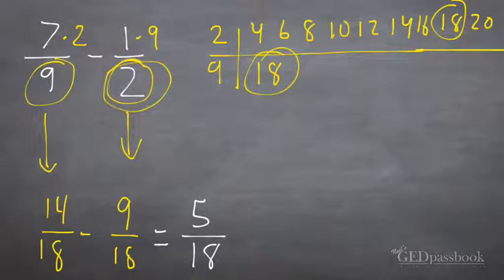5 over 18. Could that be simplified? No. Is it proper or improper? Which means that's your answer, 5 over 18. Boom! Easy peasy. Lemon.